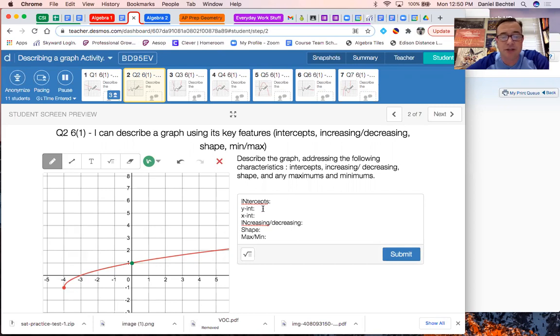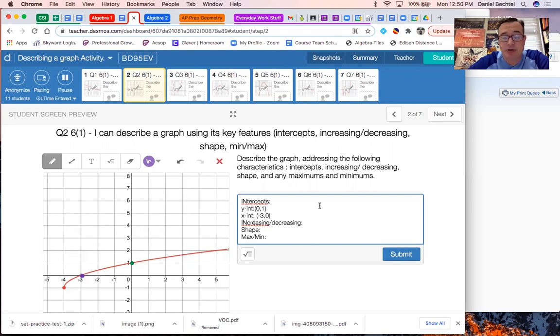When we're doing this, the y-intercept is going to be that 1. So I'm going to type in here (0, 1), because that is the point for that. Then I'm going to come back over, and my x-intercept is where it crosses the x-axis. That's here, and that is at -3. So I'm going to put this here as (-3, 0). All right, 2 places done.